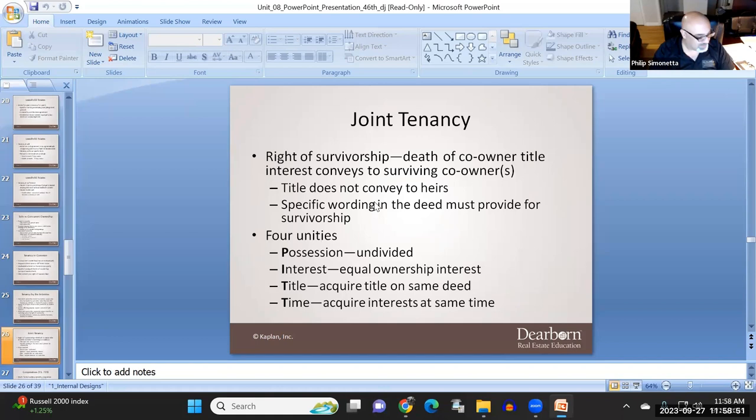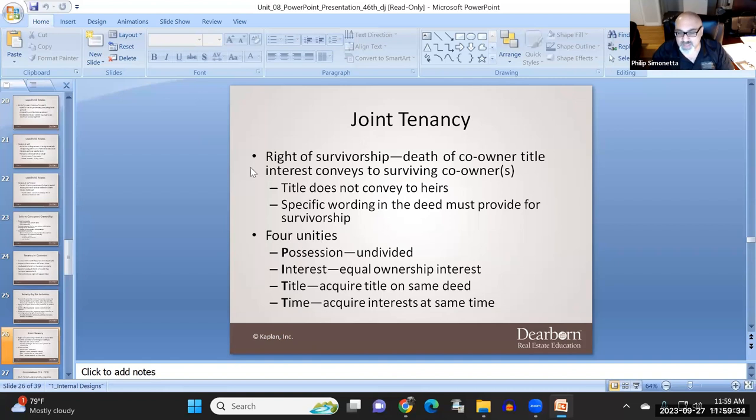Now you have joint tenancy. This is the last one. Joint tenancy has the right of survivorship. Death of a co-owner, the title interest conveys to the other surviving co-owners. The title does not convey to heirs. You can't give it in a will. If one of the owners dies, it goes to the others. So if you have four owners, one dies, it goes to three of them. Another dies, it goes to two of them. Another dies, it goes to one of them. And then when that last one dies, who it goes to is determined in an agreement, in the deed.